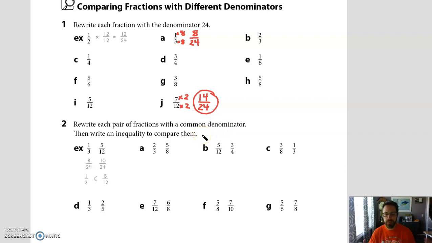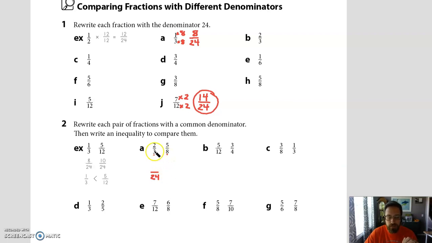Now, if this was asking us to add or subtract, you have to have a common denominator whenever you add or subtract fractions. You cannot add or subtract fractions without having a common denominator. The easiest way to find a common denominator is just take your two denominators and multiply them by each other. So if I multiply 8 times 3, that's going to get me 24. So my common denominator is going to be 24.